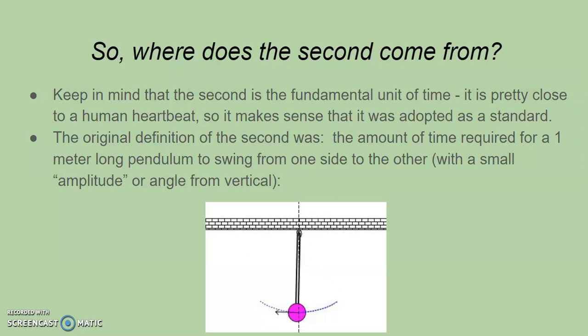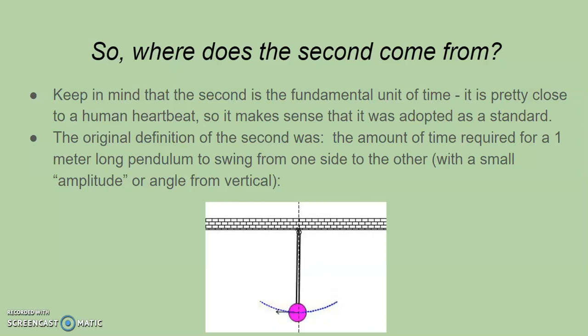So think about it this way. The second is something kind of near and dear to your heart, a play on words, because really it's about the same length as a human heartbeat. That makes sense, that the second would be adopted as a standard since it's so close to a heartbeat. So here is the original definition of the second. It was the amount of time required for a 1 meter long pendulum, 1 meter being previously defined as the distance from North Pole to the equator divided by 10 million.